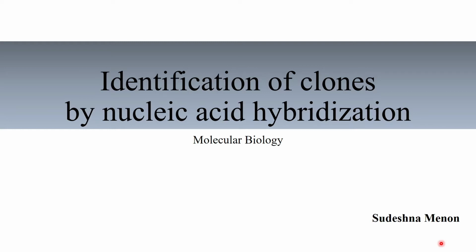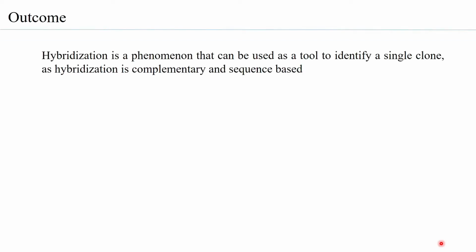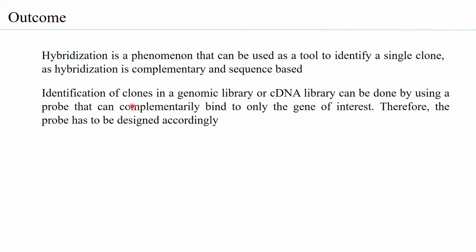Therefore, let us look at the learning outcomes of this session. Hybridization is a phenomenon that can be used as a tool to identify a single clone, as hybridization is complementary and sequence based. The identification of clones in a genomic library or cDNA library can be done by using a probe that can complementarily bind to only the gene of interest. Therefore, the probe has to be designed accordingly.